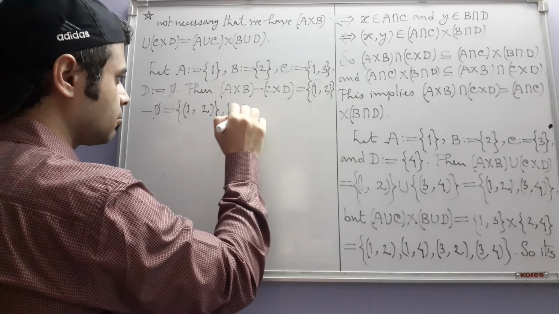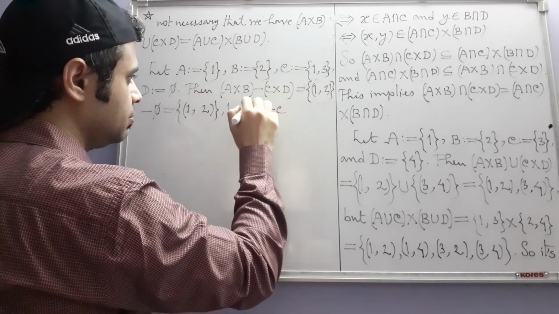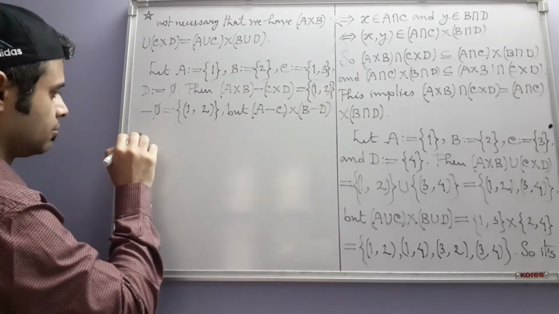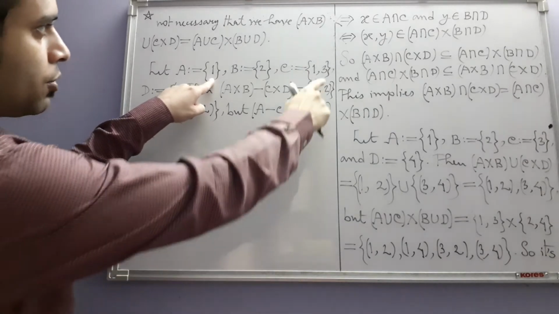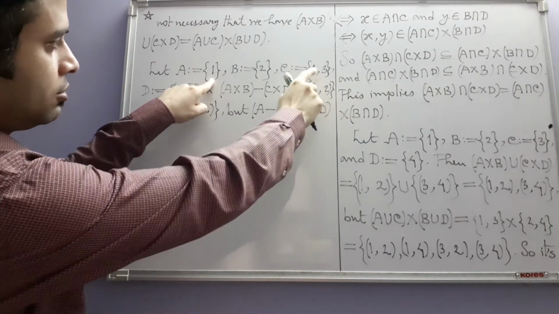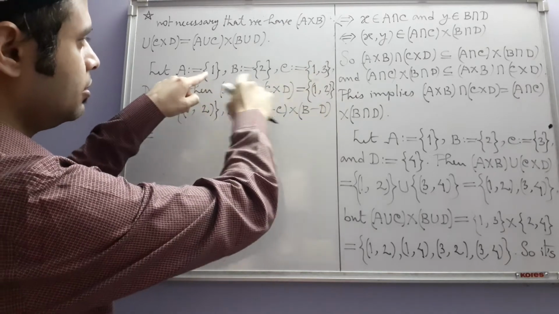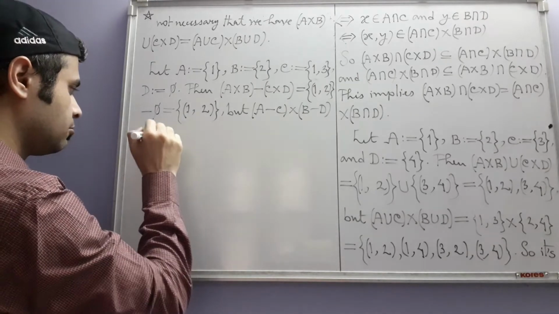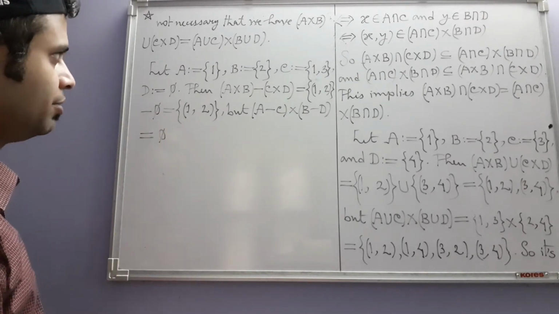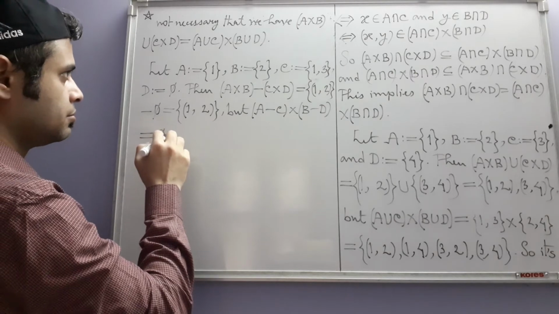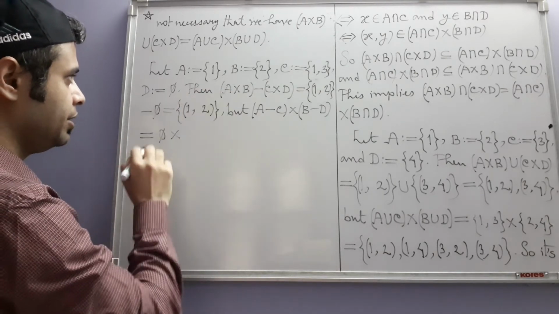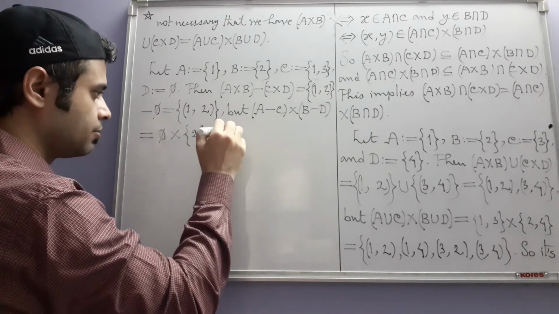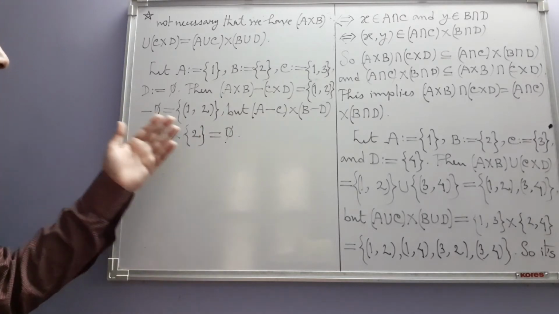But what about A minus C cross B minus D? A is a proper subset of C. We don't really need properness, but still A is a proper subset of C, so A minus C is the empty set, cross B minus D. B minus D is the set B itself because D is empty. Nevertheless, ultimately the set turns out to be the empty set, so they are not equal.